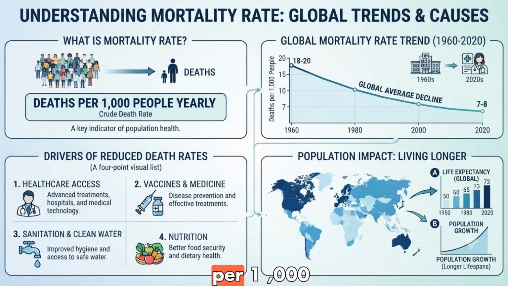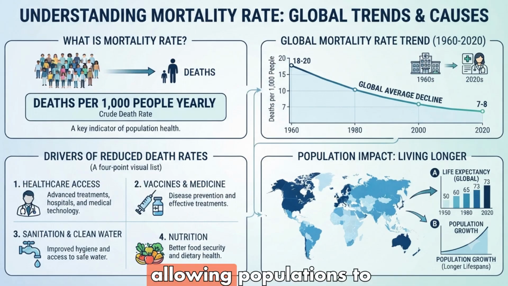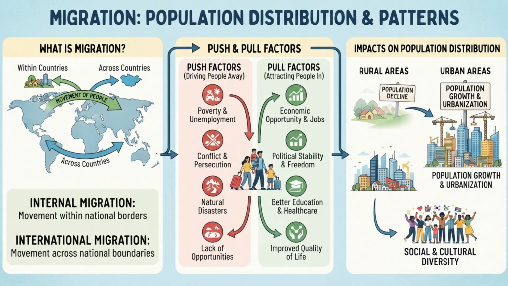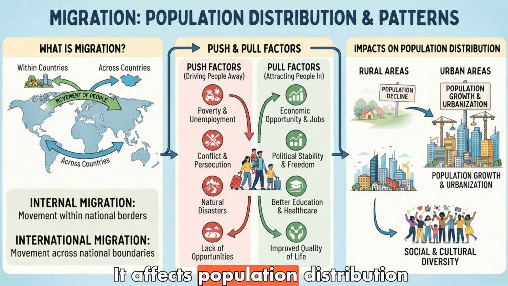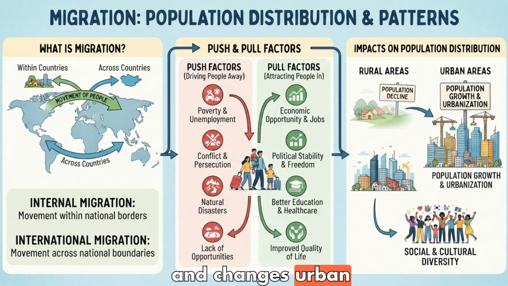Mortality rate is deaths per 1,000 people yearly. Improvements in healthcare, vaccines, sanitation, and nutrition have reduced death rates worldwide, allowing populations to grow as people live longer. Migration is the movement of people from one place to another, within or across countries. It affects population distribution and changes urban and rural population patterns.